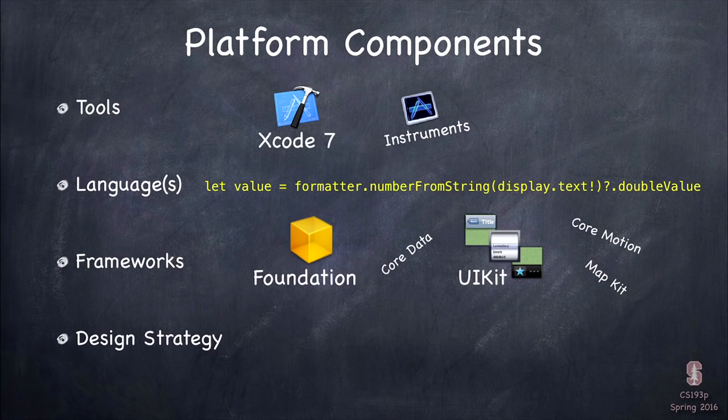Then there's a lot of frameworks, okay? Like Foundation and UI Kit, which is the base core services stuff and the UI stuff. But there's also Core Data and Core Motion and Map Kit for all these things like the gyro and the accelerometer and the object-oriented database and all that. So there's a lot of frameworks, and we'll cover as many of them as we can. And really, just as important as all of these things, there's a design strategy or a design methodology for iOS called MVC. It's used on other platforms as well.